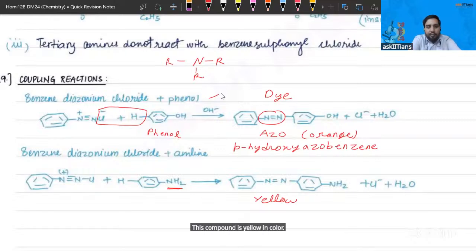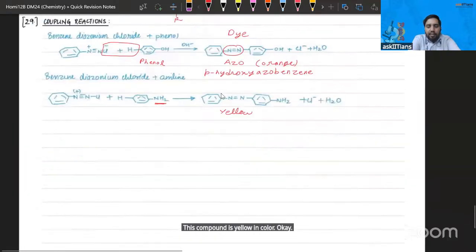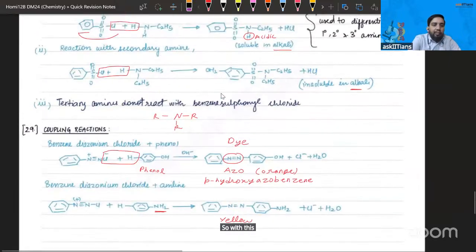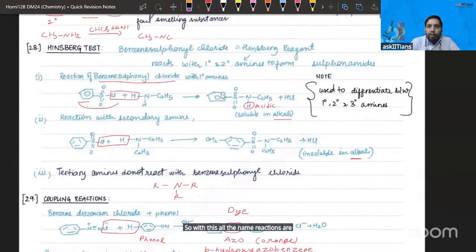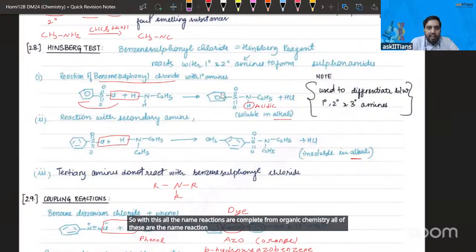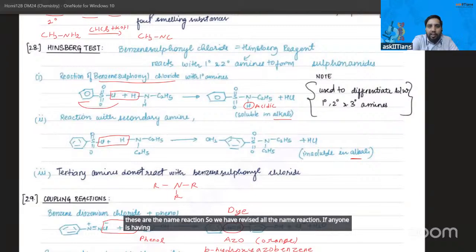Okay. So with this, all the name reactions are complete from organic chemistry. All of these are the name reactions. So we have revised all the name reactions. If anyone has any query or any doubt, they can ask me now.